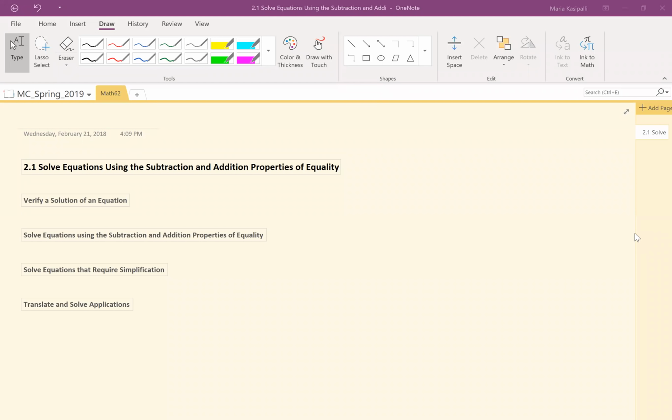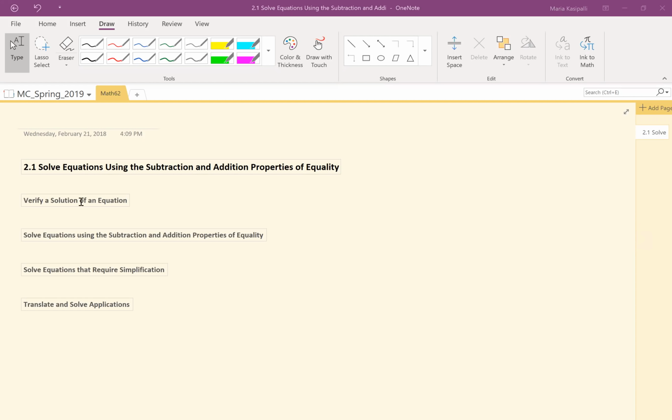Hello class, welcome to Math 62, section 2.1, solve equations using the subtraction and addition properties of equality. Under this section, we have four objectives: verify a solution of an equation, solve equations using the subtraction and addition properties, solve them requiring simplification, and translate and solve applications. We're going to look at them one by one.